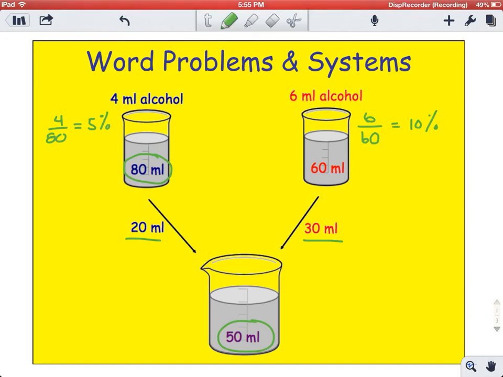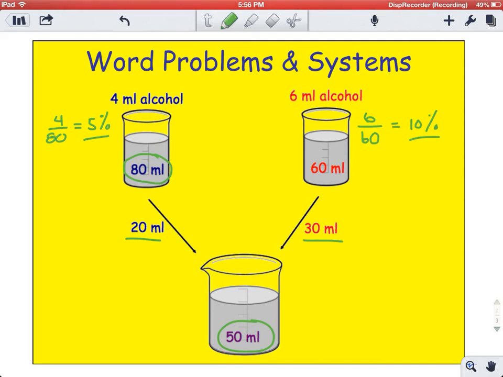The question is, what is the strength, the concentration of alcohol in this big 50 milliliter mixture here? Is it 10% from the original over here? Is it 5%? Is it the average of 5 and 10%? Is it 7.5%? Is it the total, 15%? What is the concentration?